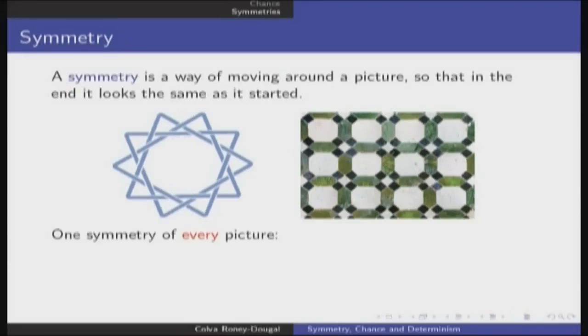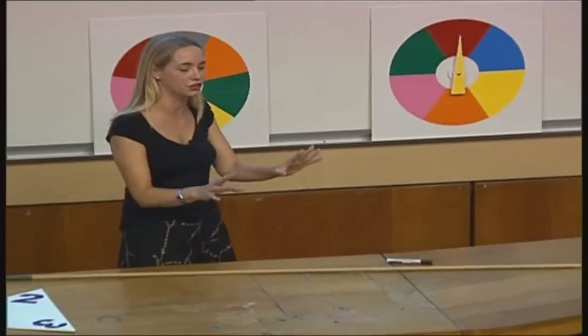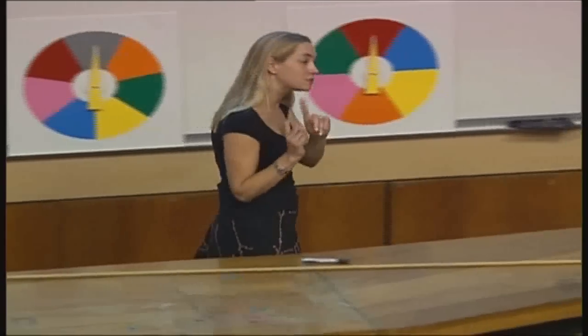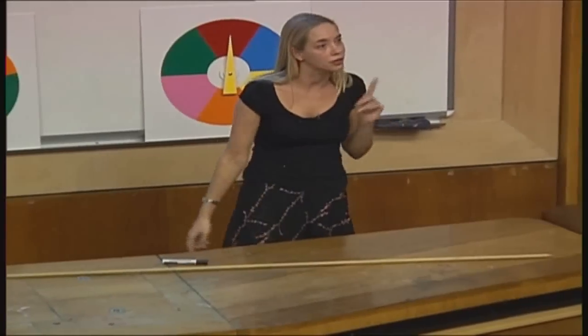There's one symmetry that everything has. This is a bit zen. Don't do anything at all. This is the symmetry that's kind of the sound of one hand clapping or whatever. You're just going to look at it and say, I'm going to do nothing. And you can do that to anything. And it's very, very important that we count that symmetry. I'll tell you why in a bit.